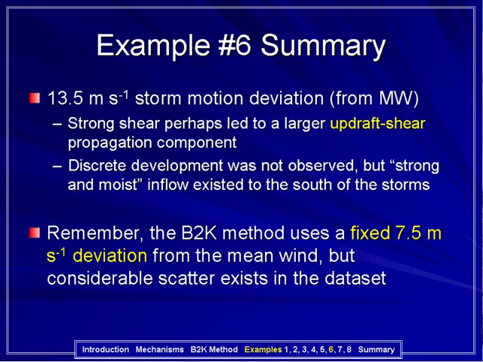Just to summarize this example once again, we had a fairly strong deviation from the mean wind, and I believe part of that was related to that updraft shear propagation. Note that the B2K method uses a fixed value that's based on the statistics from our study, so you need to be aware of when you may want to modify that for larger or smaller values, and hopefully these examples are showing you how you might do that.